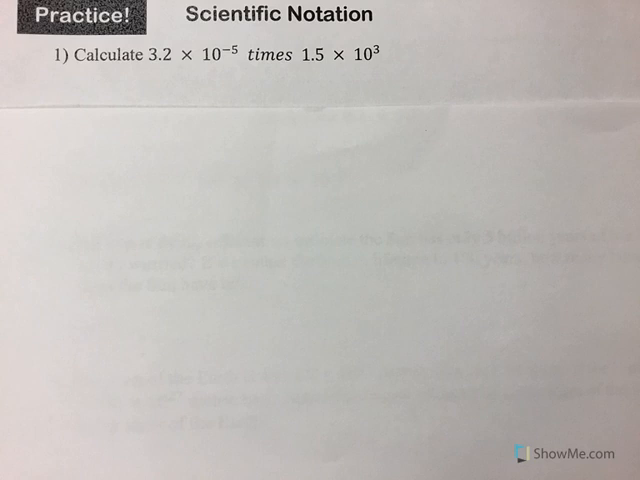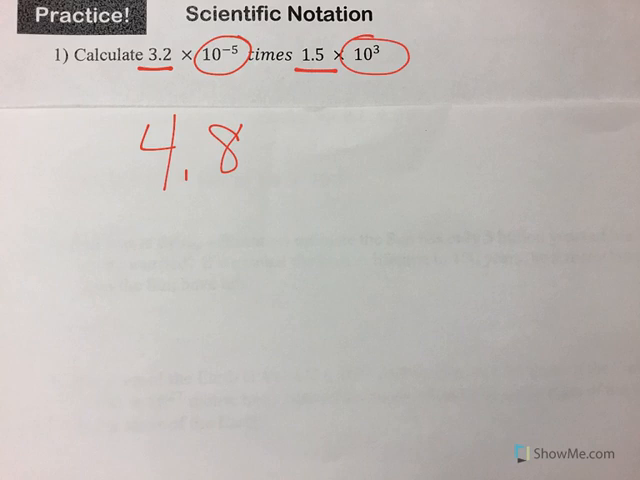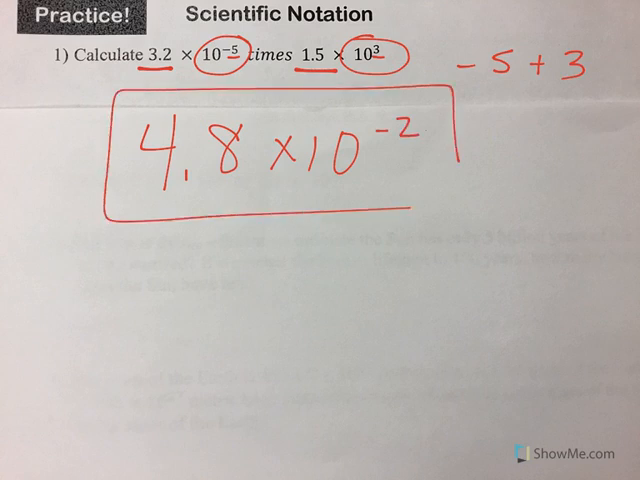So remember, when you're doing that, you multiply the non-power of 10 numbers first. So 3.2 times 1.5 yields 4.8. When I'm multiplying my powers of 10, I add the exponents. So negative 5 plus 3 gives me a negative 2. So in scientific notation, I am at 4.8 times 10 to the negative second.